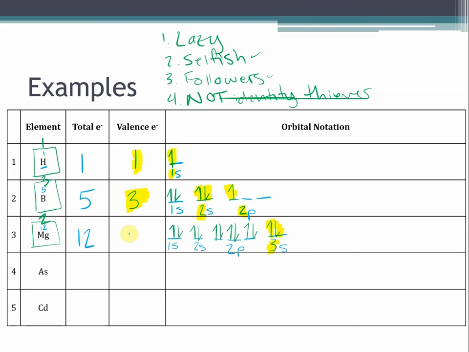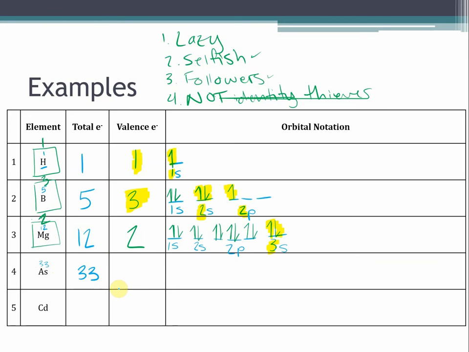So that also tells you that there are 2 valence electrons in magnesium. All right, example number 4 is arsenic. If you find arsenic on your table, it is number 33, meaning it has 33 protons and it has 33 electrons.